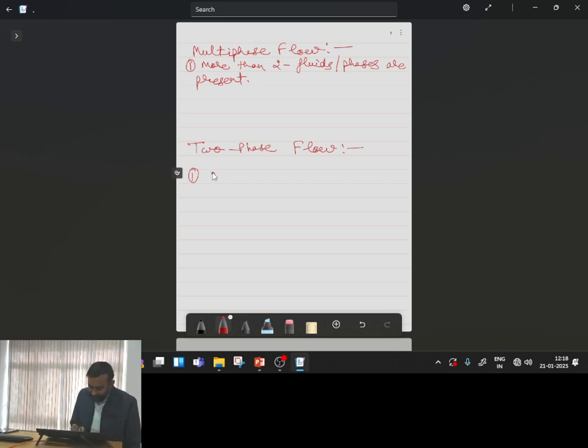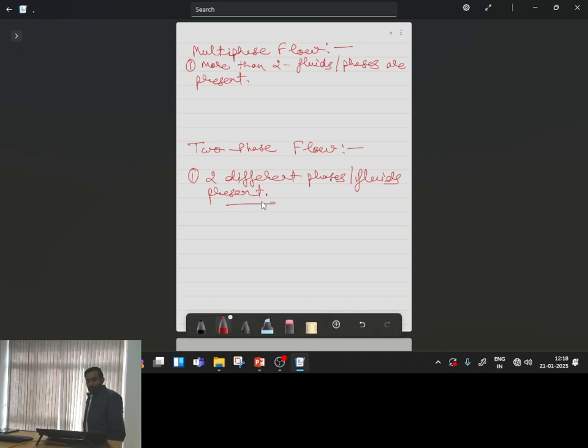If we have two different phases or fluids present in the system, then we call it two-phase flow. Okay. So do you understand the difference between phases and fluids?